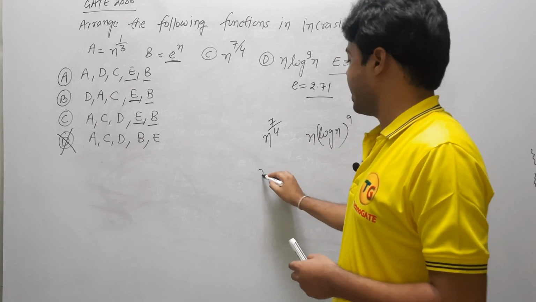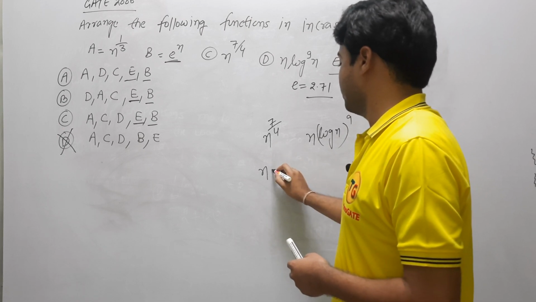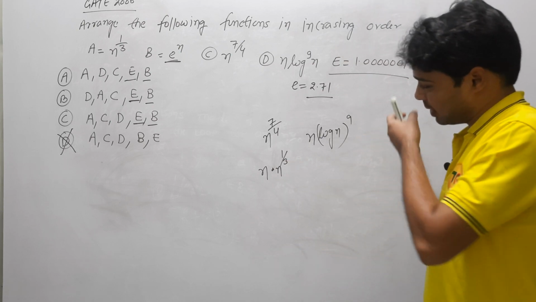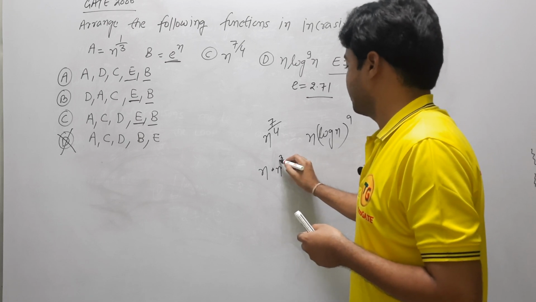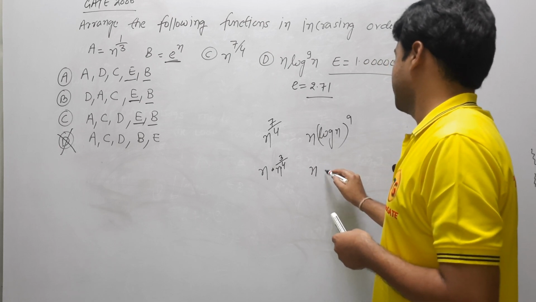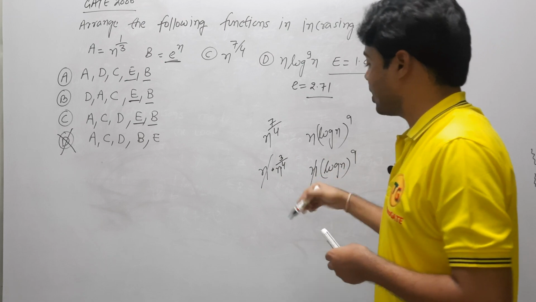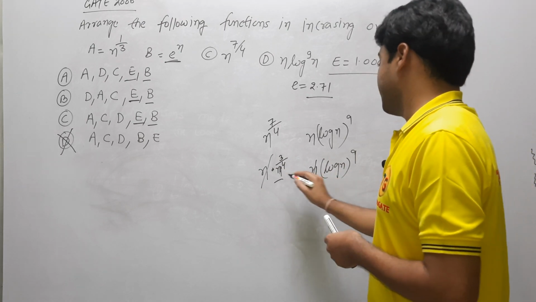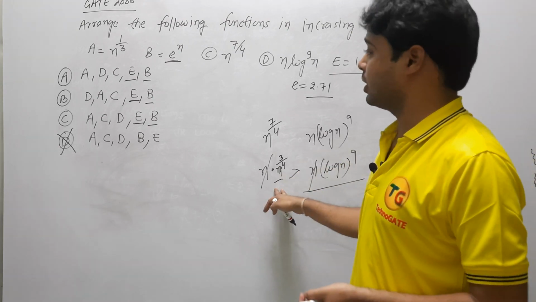We can write this one also like n into n raised to power 3 by 4, sorry, 3 by 4. And here n log n raised to power 9. We can cancel n out to convert into function form. So here n and here log n. This is a linear function whose growth rate is higher than this one, so it is smaller than this one.